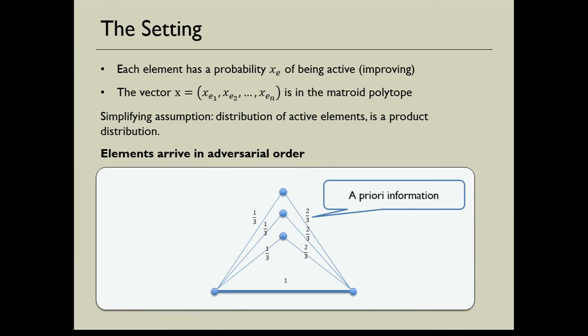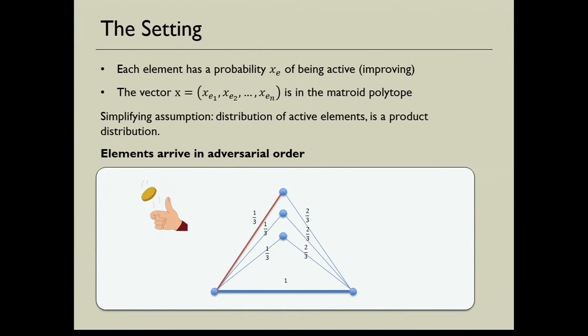So here is an example. You could think of it as a priori information. Here some guy comes, the coin is flipped, with probability 1/3 he's active, 2/3 he's not active. If he's not active, I cannot pick him. This guy comes, you flip a coin, he's active, I can pick him. This guy comes, he's active, I can make a decision, and so on. So I can only pick active edges, and I only see if they're active when they arrive. And my goal is to devise a strategy so that I pick each edge with good probability.